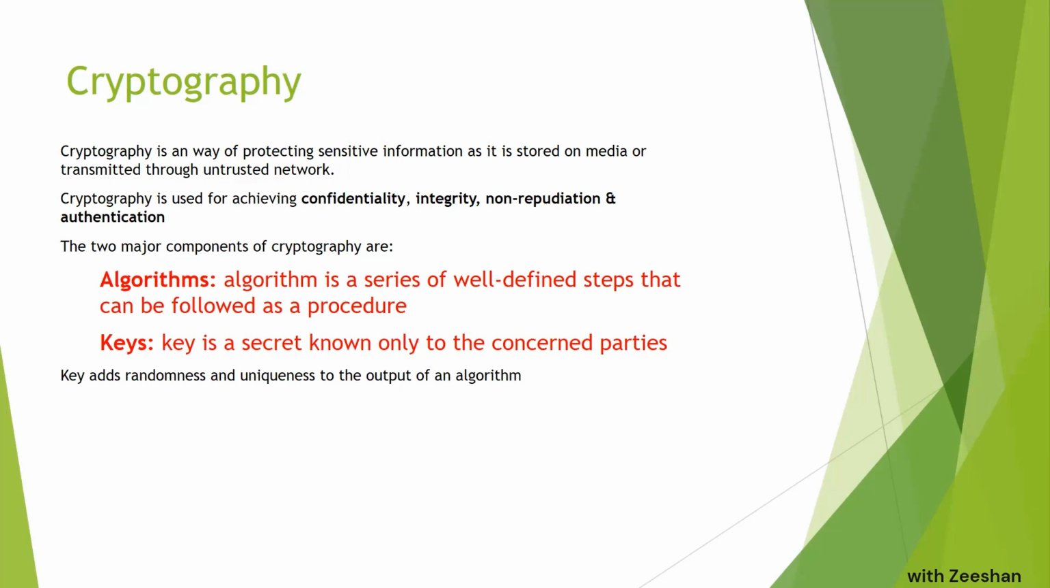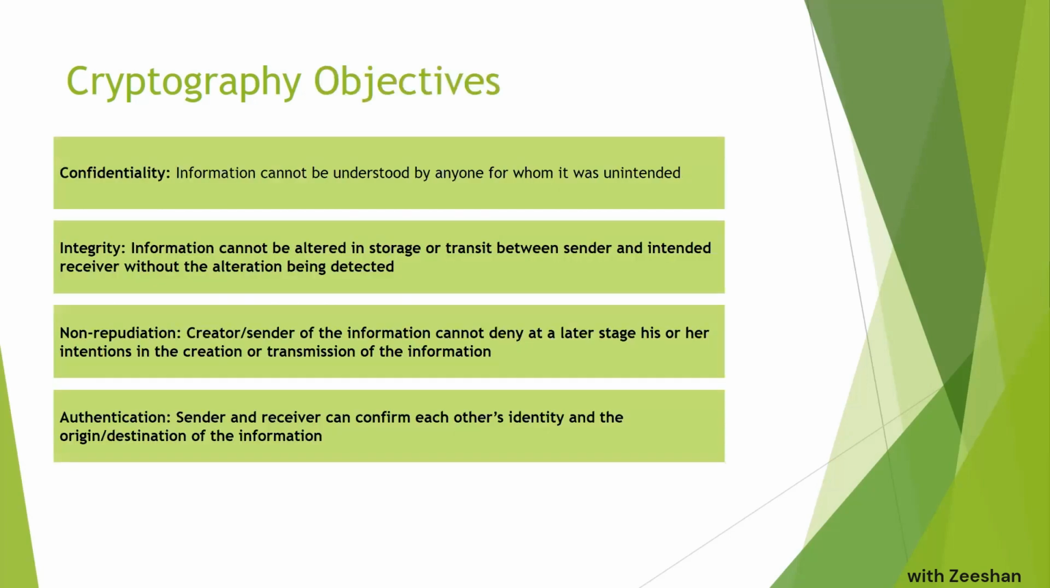If you are sending an email with some important document and your mail or document is not encrypted, maybe someone sitting in between can sniff your traffic and get all the data you are sending to someone else. So cryptography encrypts the data, and it encrypts it with the key. So let's go with the flow. Cryptography is used for achieving confidentiality, integrity, non-repudiation, and authentication. The two major components of cryptography are the algorithms and the keys. The key adds randomness and uniqueness to the output of the algorithm.